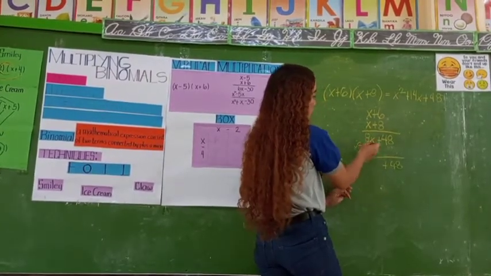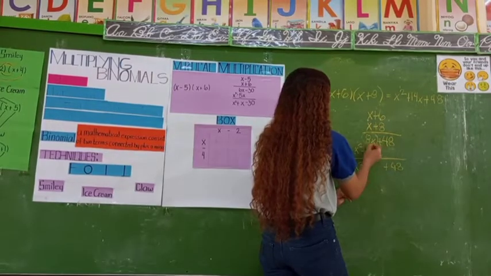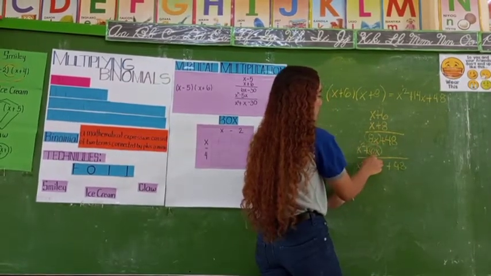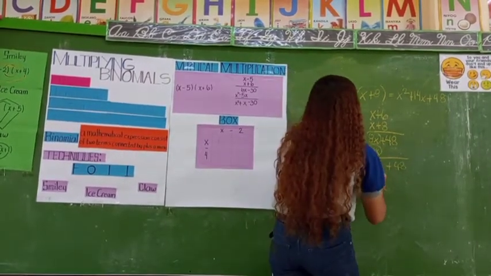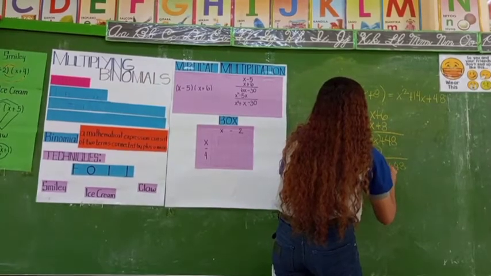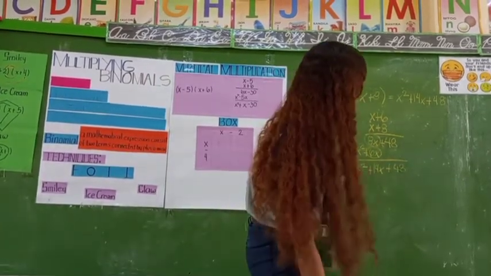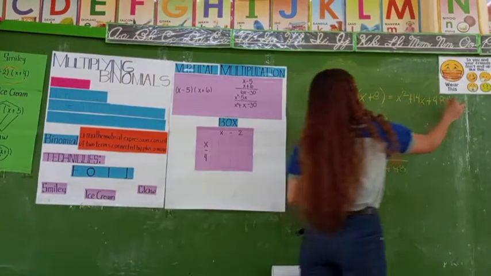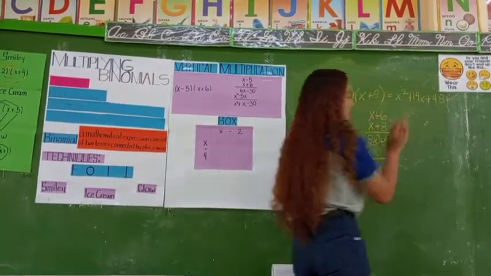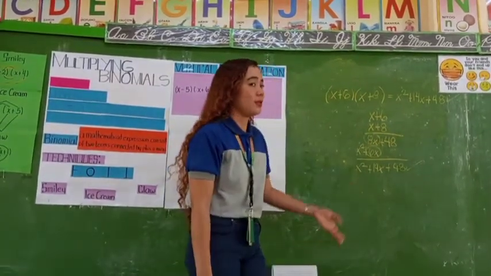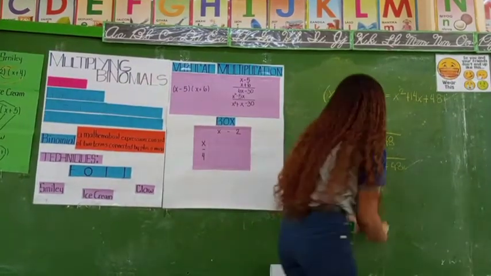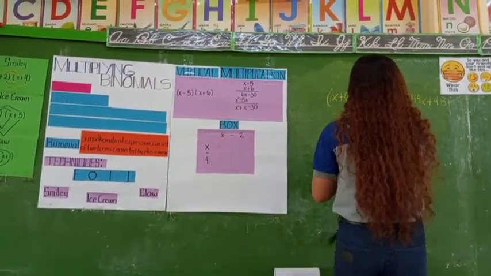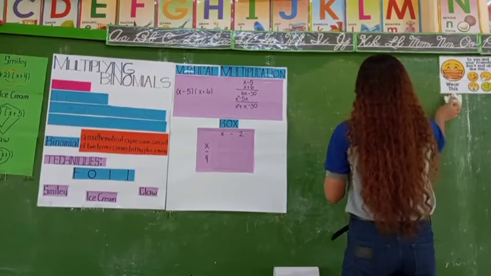So, you have to solve this too. So, 8x plus 6x will be positive 14x. Tama ba? Okay, tama. Tama ang process. Tama ang process, it means na tama rin yung answer. Okay, let's proceed to the last method.